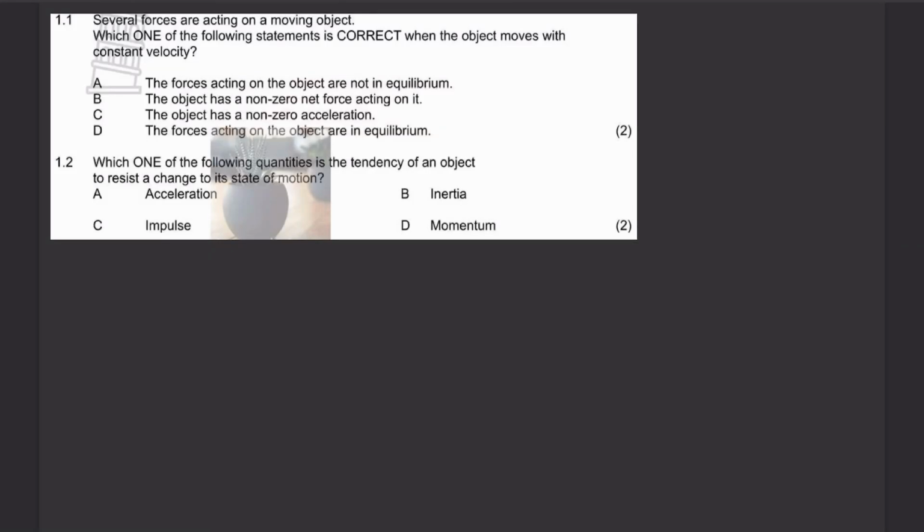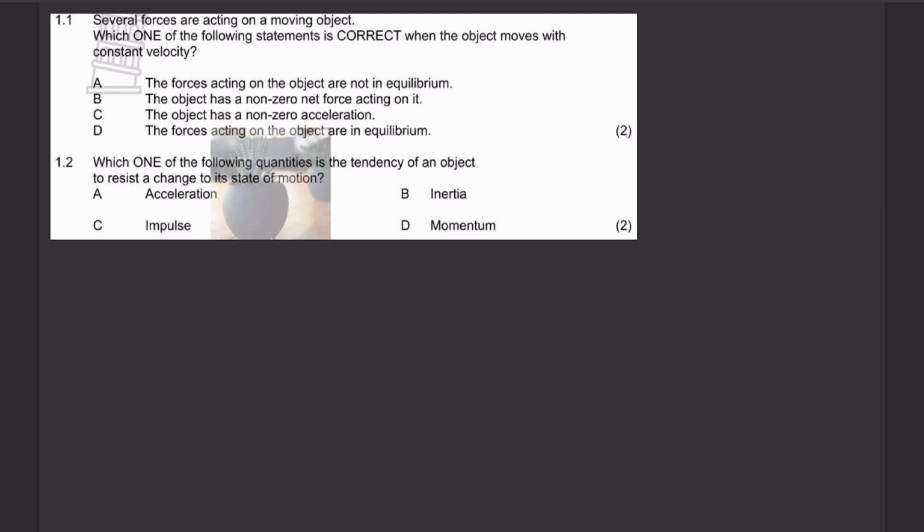Today we're going to look at the multiple choice questions from the Eastern Cape March 2025 paper. Question 1.1 reads, several forces are acting on a moving object. Which one of the following statements is correct when the object moves with constant velocity?